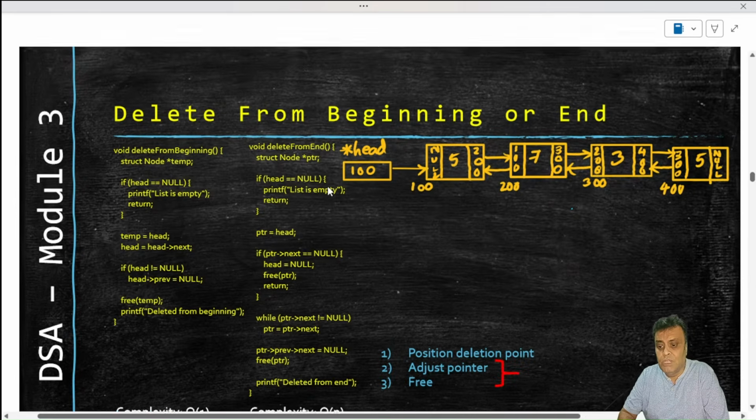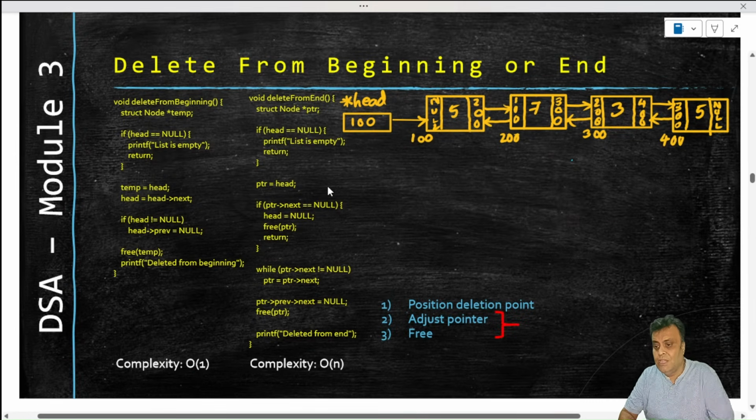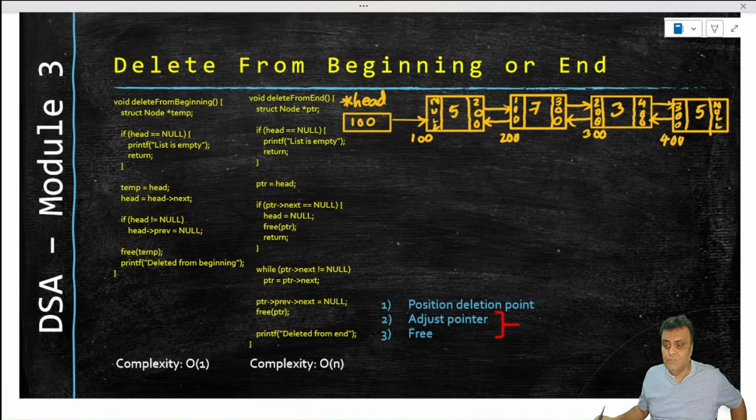We'll now move into the delete part of it. In the delete part of it, if you see the same example, if I delete from the beginning, then what happens?